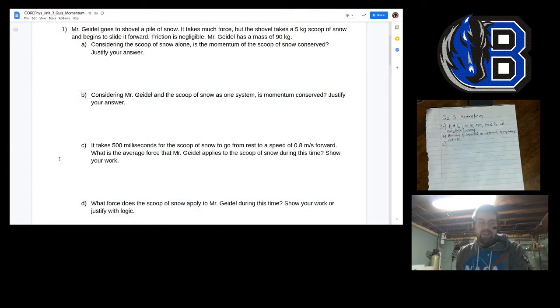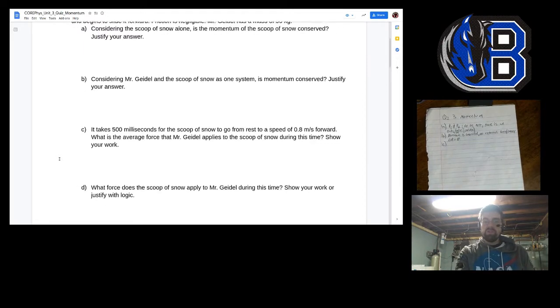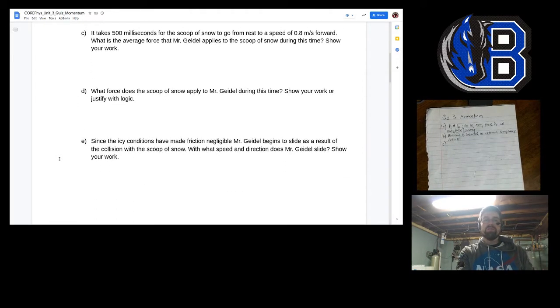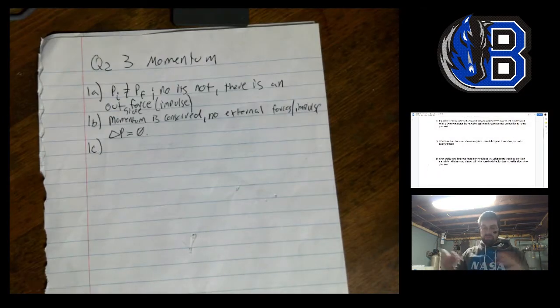It takes 500 milliseconds for the scoop of snow to go from rest to a speed of 0.8 meters per second forward. What is the average force Geidel applies to the scoop of snow during this time? Remember, we get to redraw our system of interest to suit our needs, kind of like we pick a coordinate system to suit our needs. We have a time frame. We're looking for a force. We have information about mass, and here we also have a change of velocity.